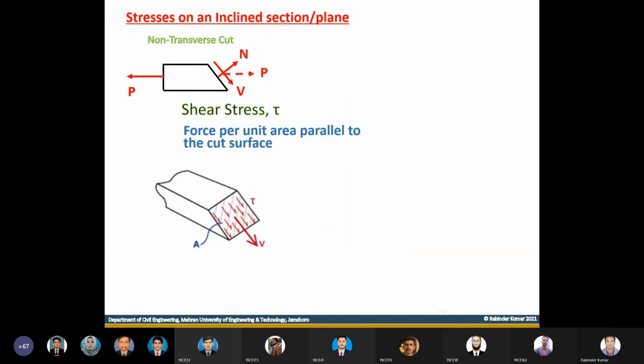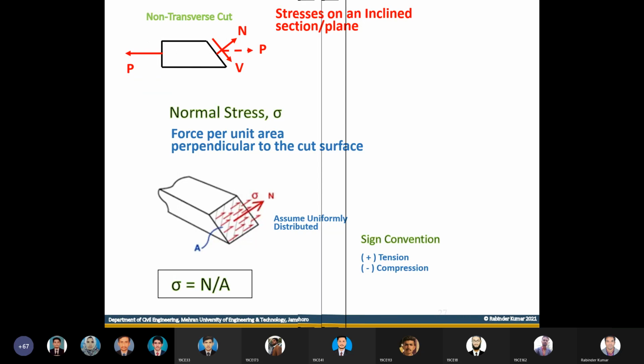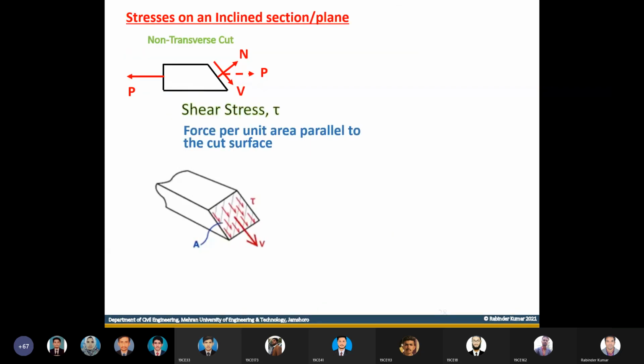Okay, similarly, अब जैसे हमने यहाँ पर normal stresses देखे, in order to find the shear stress, we know that shear stress is denoted with tau, and tau is equal to shear force divided by A.